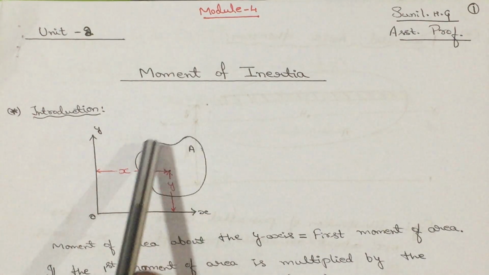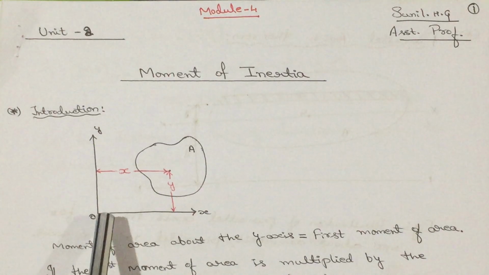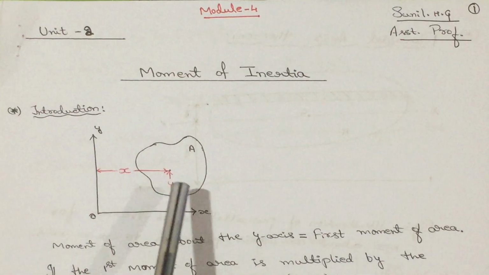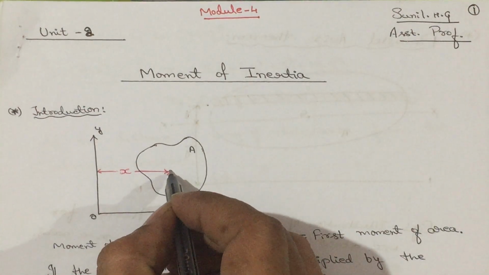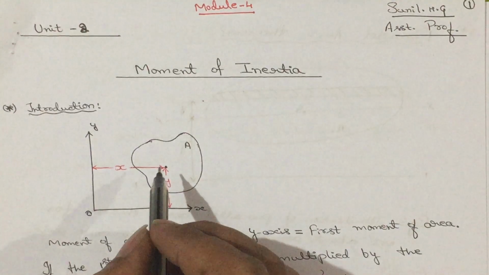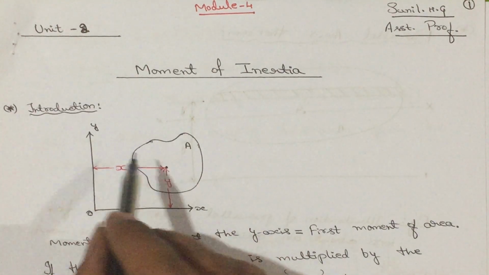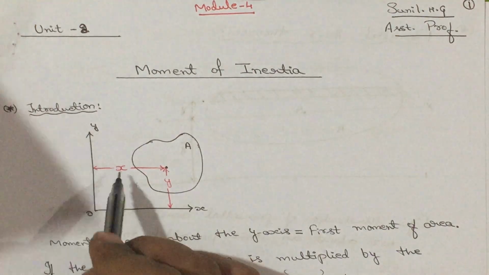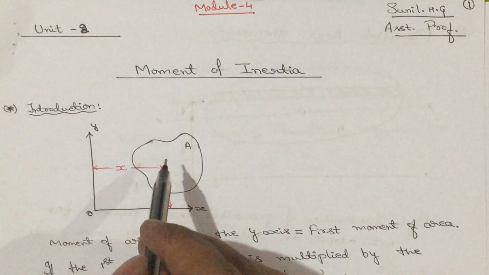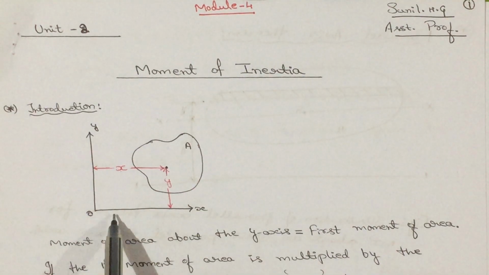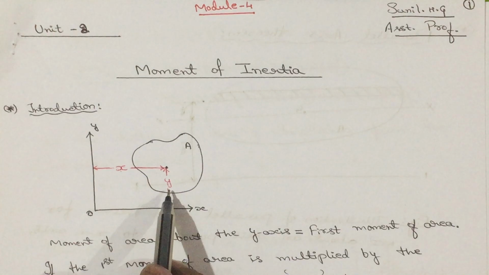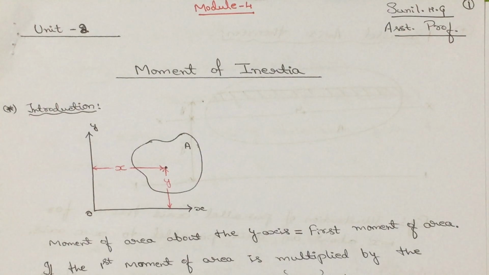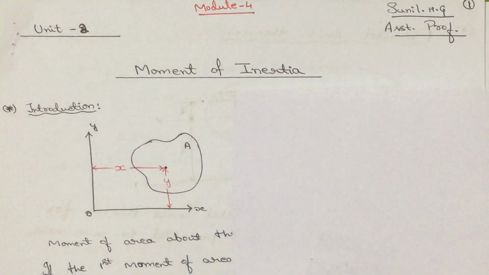Suppose we consider one irregular area, with some given reference axes, x axis and y axis. Let the centroid of this area be somewhere here, CG. The distance of this centroid from the y reference axis, we call x bar, the centroidal distance in x direction. The distance of this centroid from the x axis, we call y bar, the centroidal distance in y direction. How are we going to get that?